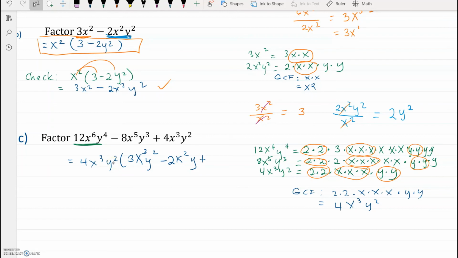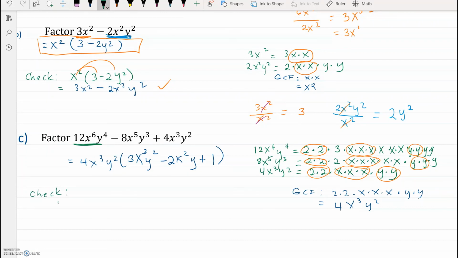And my last part, I will have 4 divided by 4, 1. X cubed divided by x cubed, that's also 1. Y squared divided by y squared, that's also 1. So if you notice, the last term right here is our greatest common factor. So if we are factoring out that greatest common factor, that means we're dividing this same thing, this divided by itself, so I will get 1 for my third part. Okay, so then I will check it to make sure that I did not mess up with the factoring.